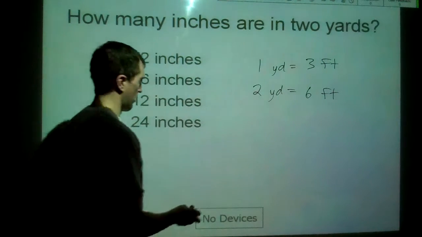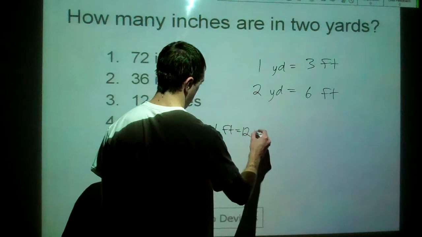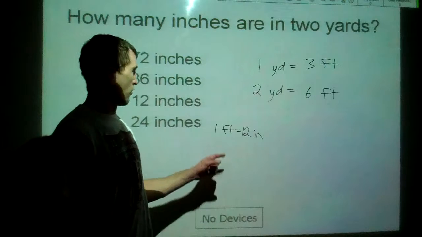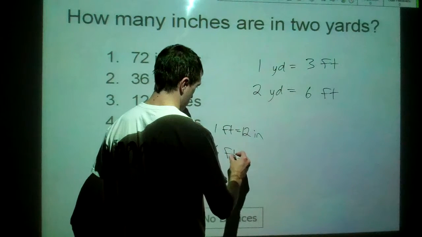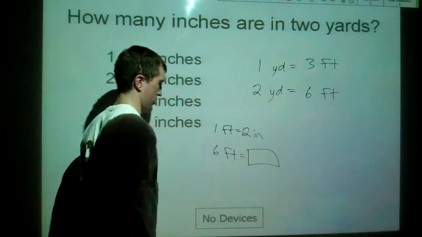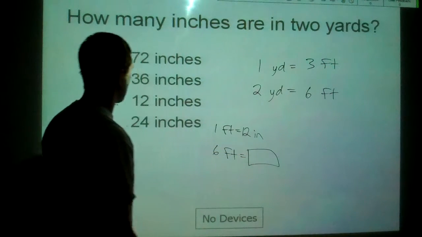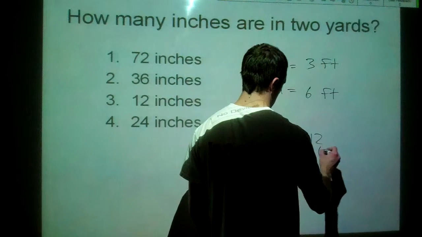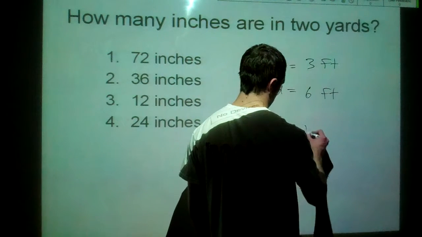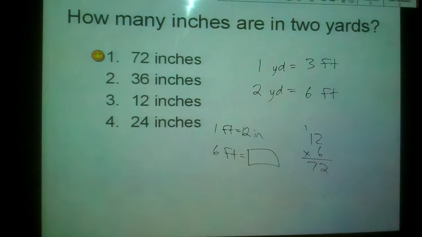Okay, well I know that 1 foot, side note here, 1 foot equals 12 inches. And we're trying to get inches, so if 1 foot is 12 inches, and we have 6 feet, we want to figure out what goes in there. 1 times 6 will get us here, so 12 times 6 should be our answer. If we do 12 times 6, six times 2 is 12, carry the 1, 6 times 1 plus 1 is 7, 72. So we should have gotten 72 inches for that one. Alright?